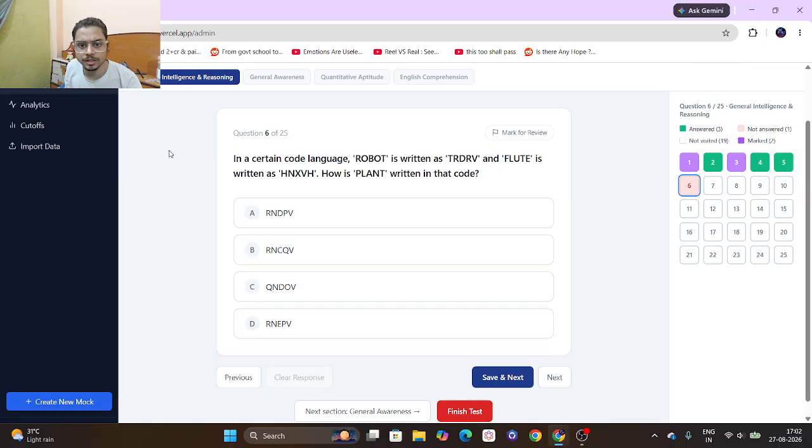In a certain code, robot is written as TRDRV. So this is 18, 15, 2, 15, 20, and so on. In normal letters we add 2 and in vowels we add 3. Okay. Then how is plant written? P is 16, add 2 and it becomes R. L is 12, add 2 and it becomes N. A is 1, add 3 and it becomes D. So DRND, option A.